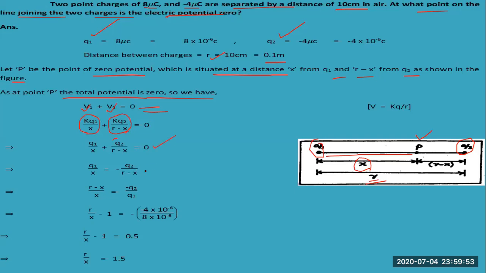If you simplify it, that is minus q2 divided by r minus x. Then simplified, r minus x divided by x is equal to minus q2 divided by q1. And these charges q2 and q1 are given. So if you simplify, r over x minus x over x, that will be 1, and it is equal to 0.5. And this one is minus 1, here it will become plus 1, so it becomes 1.5.